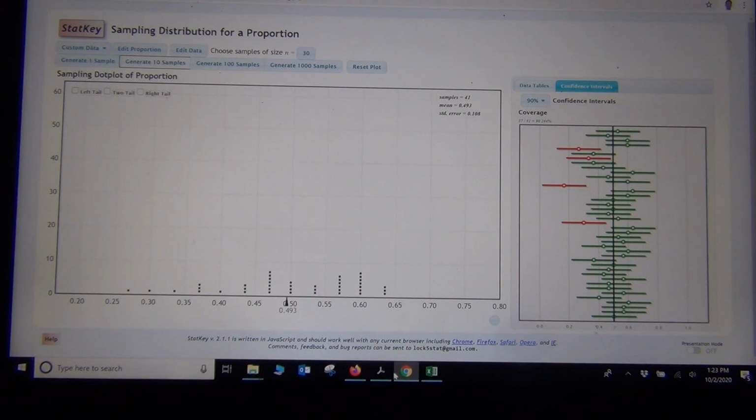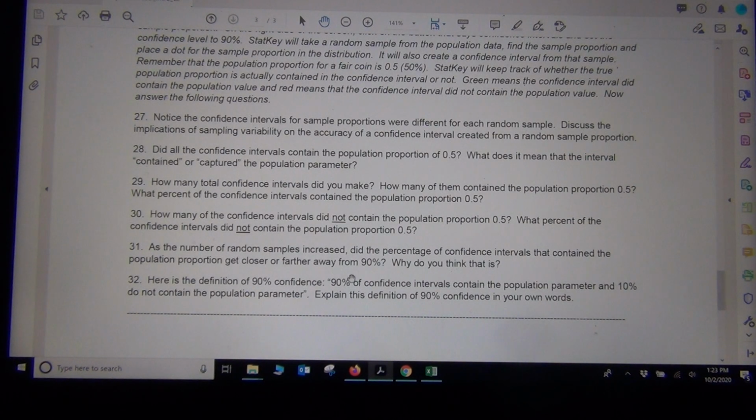So let's go to the definition of 90% confidence, right? 90% of confidence intervals contain the population parameter. That's the greens. About 90% of confidence intervals I make will be green, and 10% of them will not contain the population parameter. All right, that's the reds.